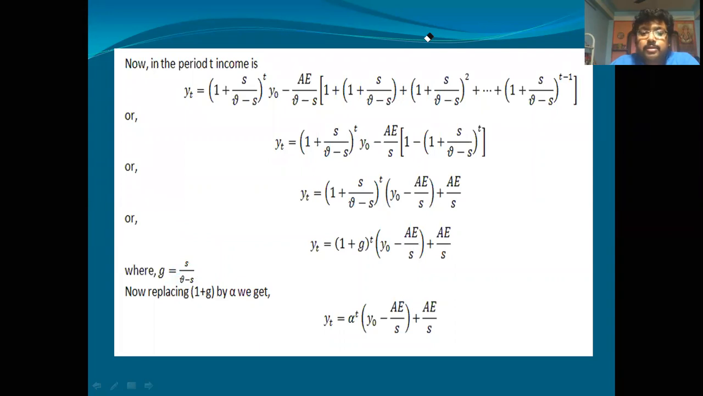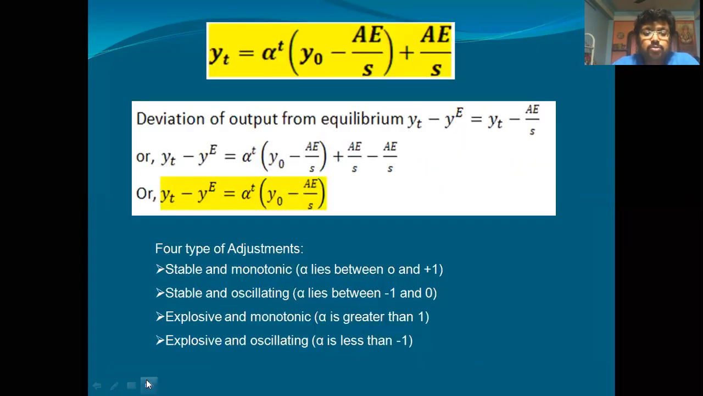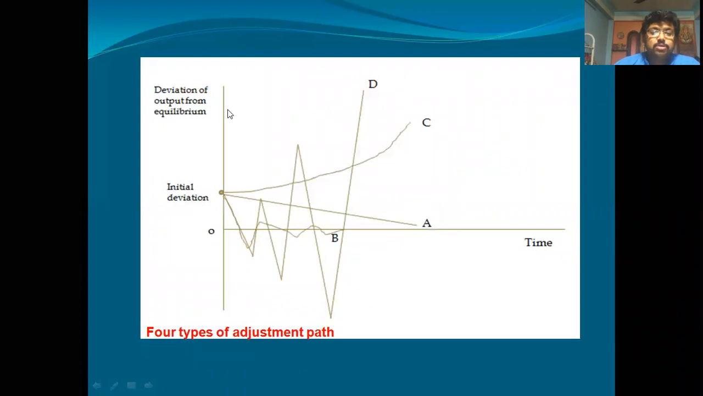So now I would like to present these adjustments in a pictorial or diagrammatic presentation in my next slide. Look, along the vertical axis we measure the deviation of output from equilibrium, along the horizontal axis we measure the time. So this is the initial deviation, which was calculated in our previous slide.